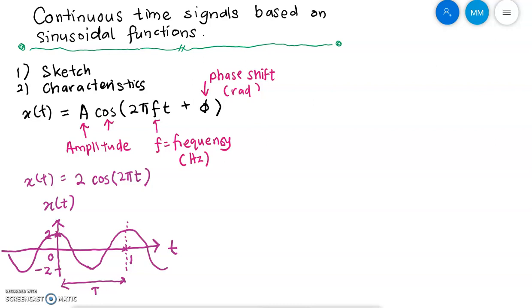Okay, now we want to see another example. In this case, we have a value of xt. In this example, we have xt equals 2 cos(2 pi t minus pi over 2).